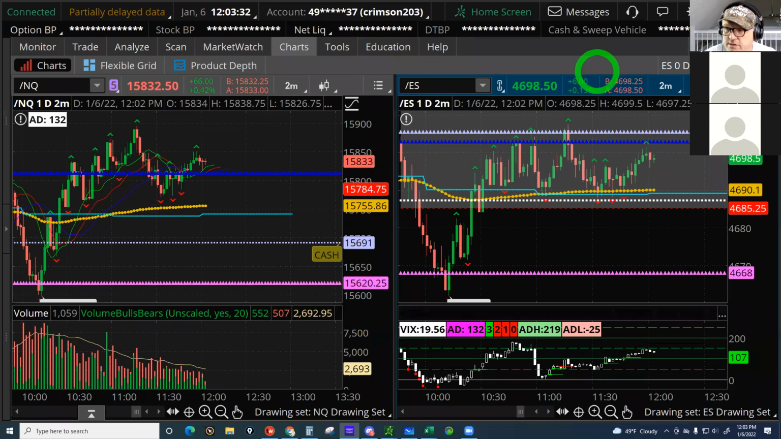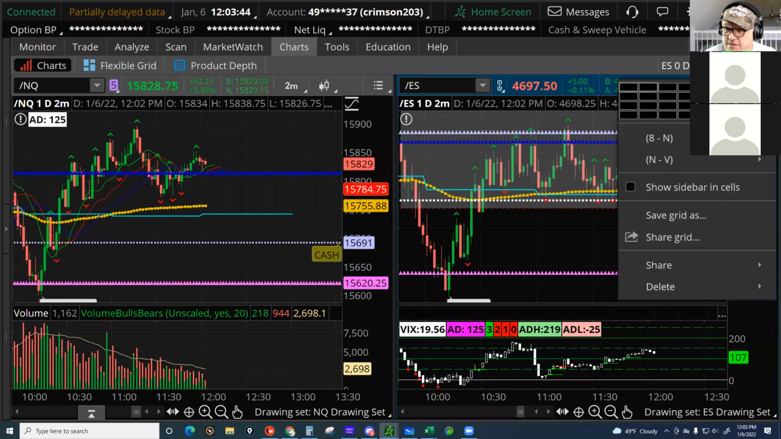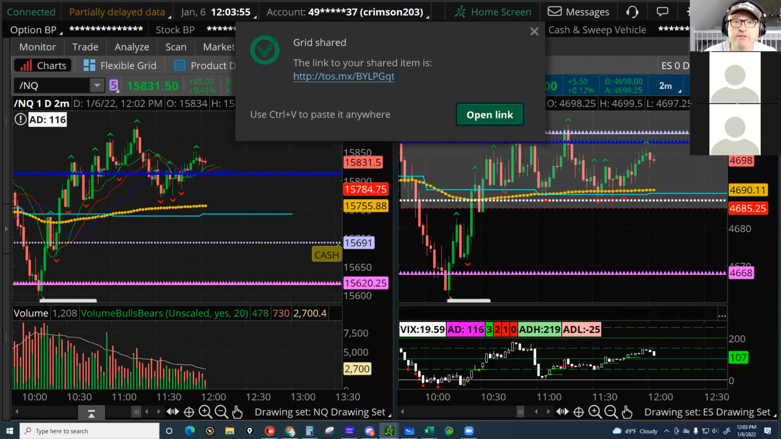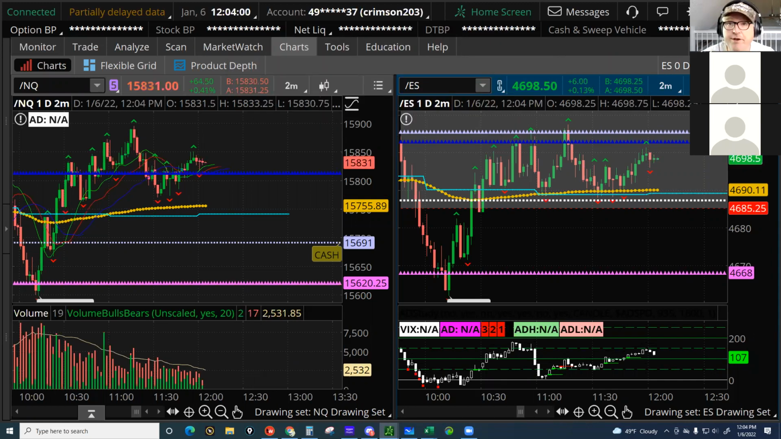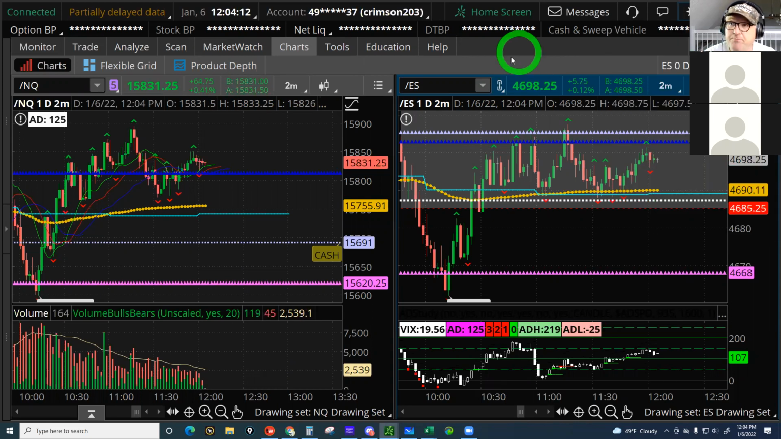So let's go to here. This is the chart that you guys want. I always save it thinking that it'll look right, but for some reason it doesn't. But let's share this with you so that you guys have this. Share grid and share. All right, so I will post it in our little chat so that y'all have this. Control V. There you go. And if anyone needs help opening that, just let me know. All you got to do is go here and open shared item. Get the little cog and the open shared item. We should be ready to go.